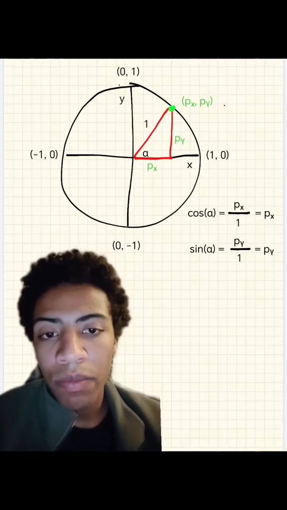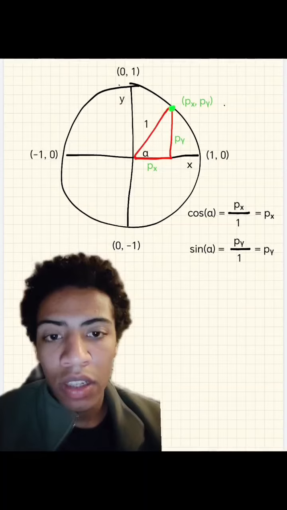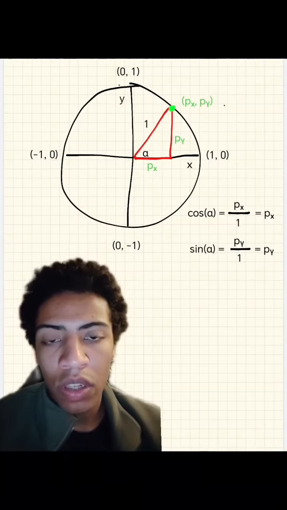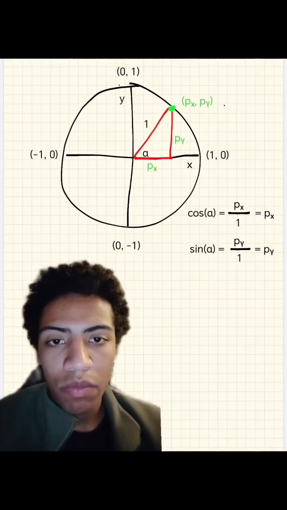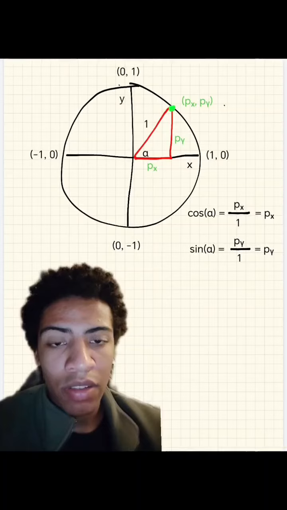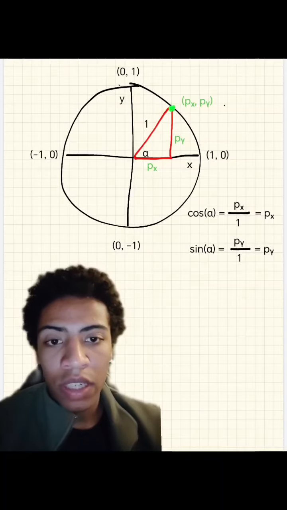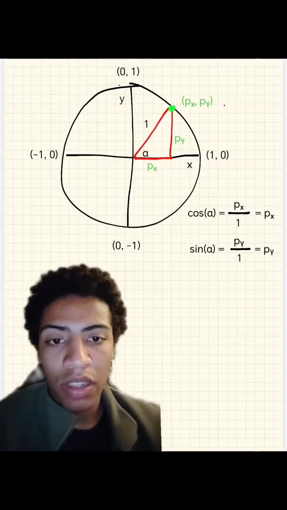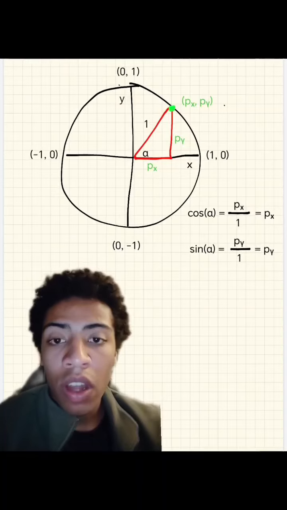You use the basic cos of degrees equals the adjacent line divided by the hypotenuse line, or the sine of degrees equals the opposite line divided by the hypotenuse line, which in this case is both cases 1.